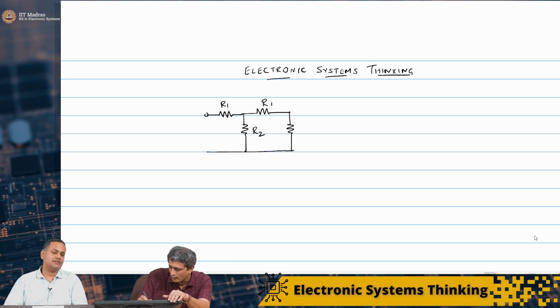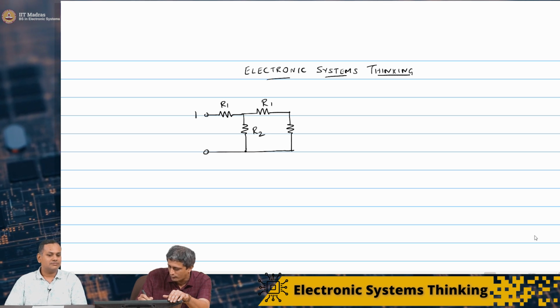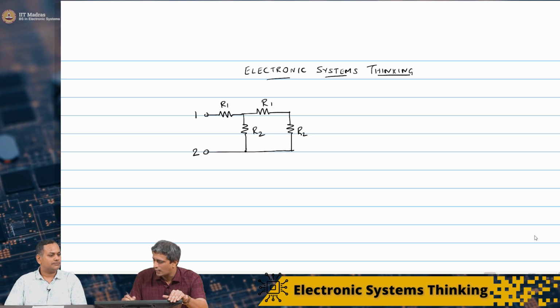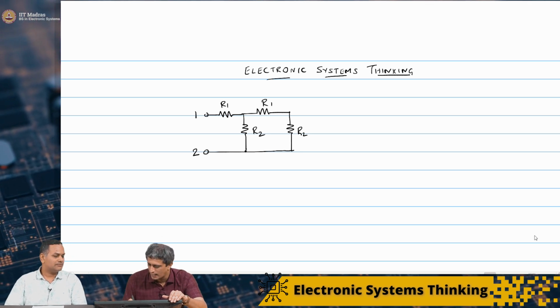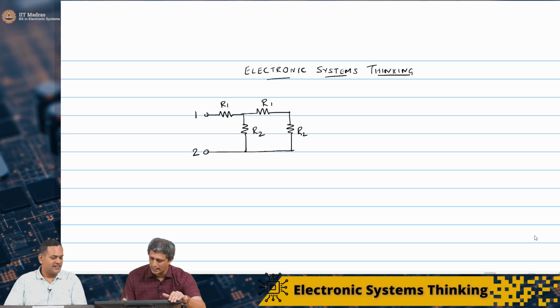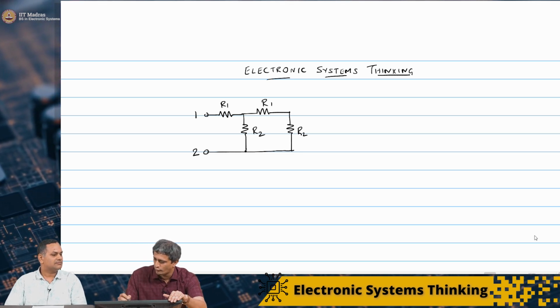So effectively I have R1 and R2 here. This is also R2. Right? And what we are now trying to do is to find the equivalent resistance. That's right. So I'll follow your footsteps.